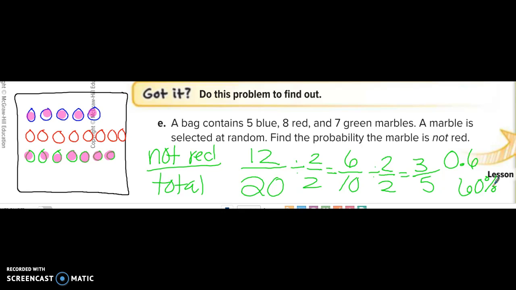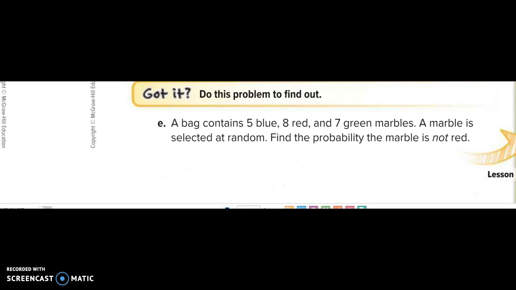Some of you might have calculated this a different way, and you might have done it algebraically. So some of you might have said, okay, well, my not reds are 5 and 7. So I took 5 plus 7, got 12. And then to find the total, I took 5 plus 8 plus 7, and I got 20. Are we going to arrive at the same answer? Yeah. Some of us might want to draw pictures to start out with and then work to that algebra as we get more comfortable with the terminology.